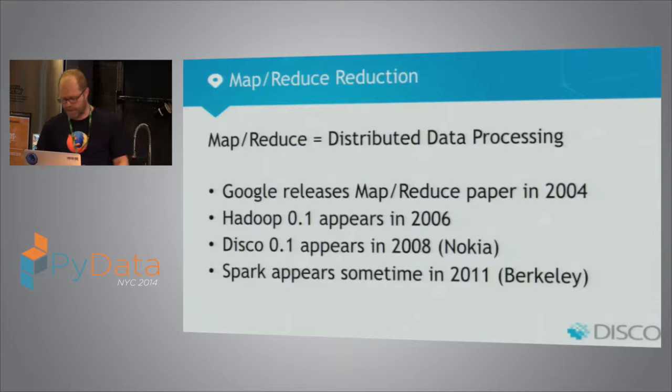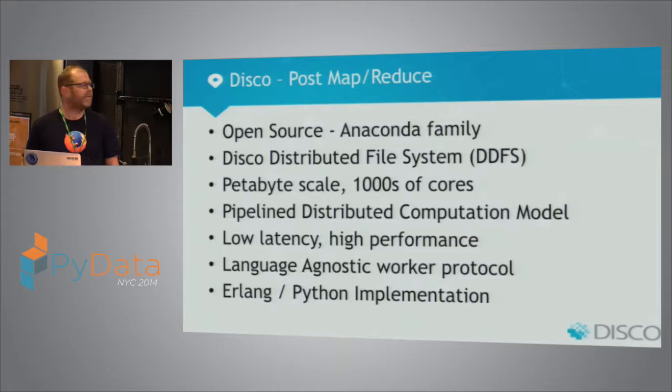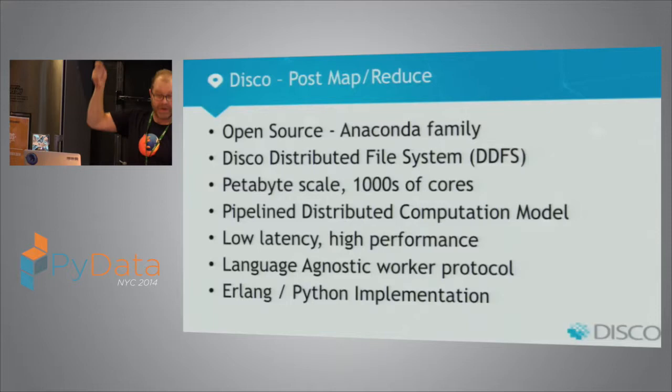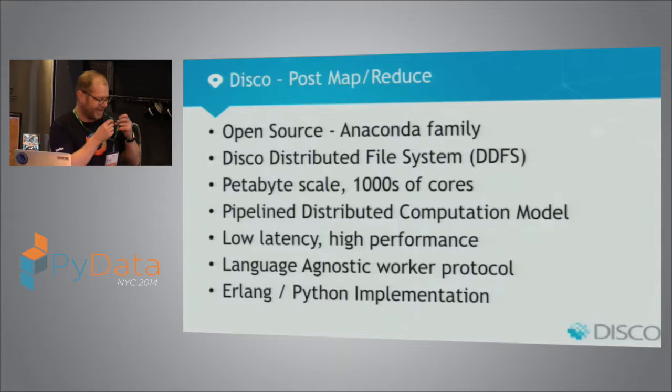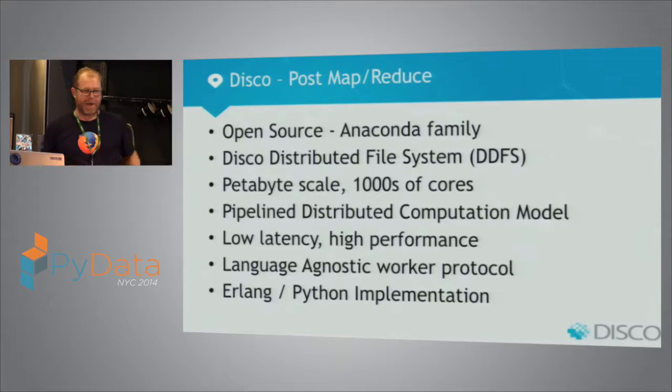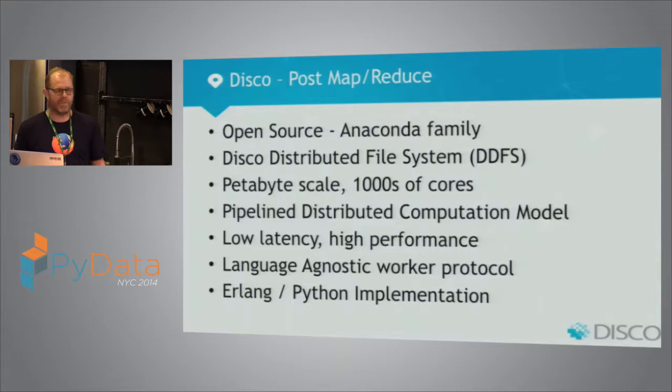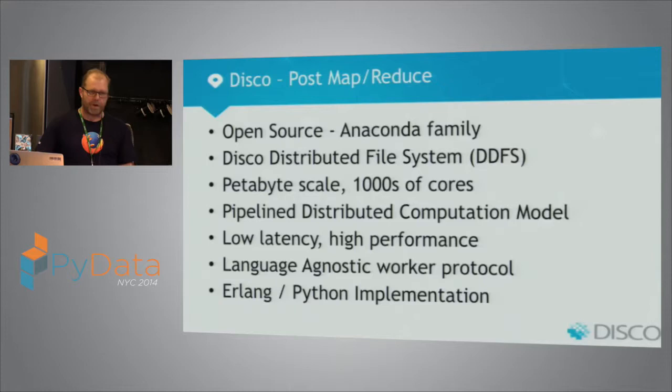So what is Disco? It's an open source project, obviously. It's part of the NumFocus family, so you can install it with Anaconda. It's got a distributed file system, much like Hadoop has HDFS. Disco has DDFS, and the spirit of Disco is that it's much more lightweight. It doesn't have any XML configuration files. It's very easy to install, it's very easy to run. You write your MapReduce jobs in Python, although it's a language agnostic framework. The back end is written in Erlang, so it's quite efficient, and it uses the cores and the network very well. And it's a lot smaller framework.